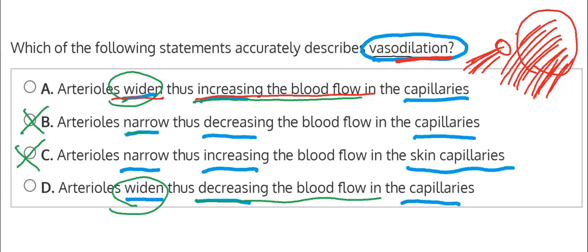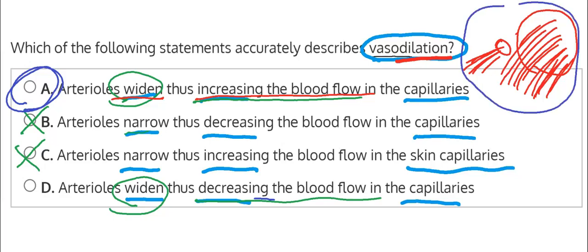And therefore, option A would be the best choice here. Because option D is saying that it's a decrease in blood flow, but as we can see from our diagram over here, the blood flow will be increasing. So we can eliminate option D, and then option A, the arterioles widening, and then an increase in blood flow would be the correct answer to this question.